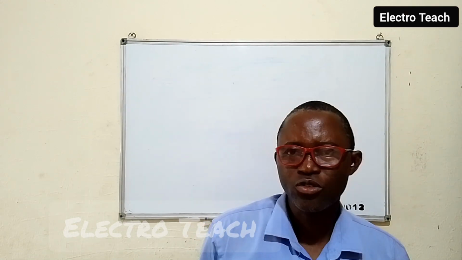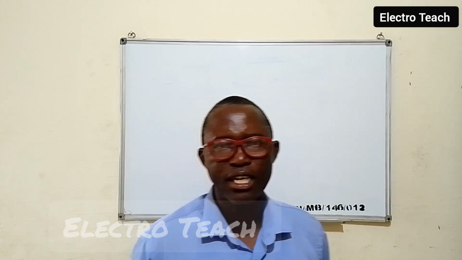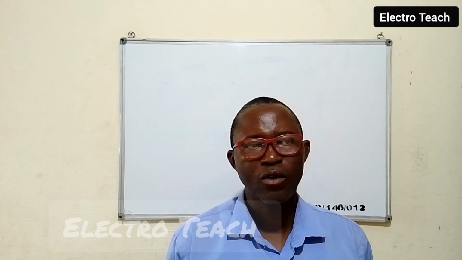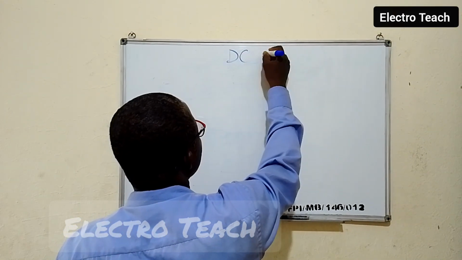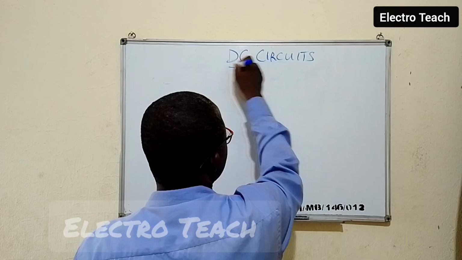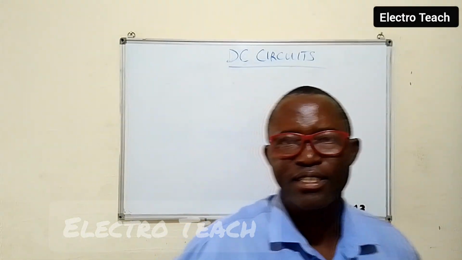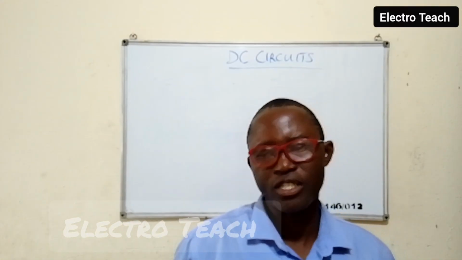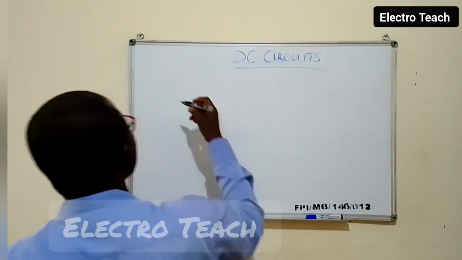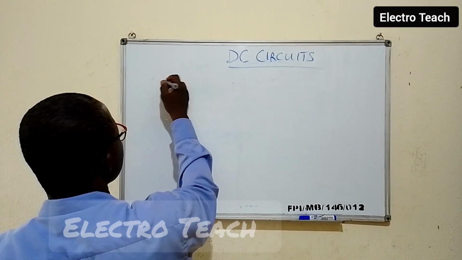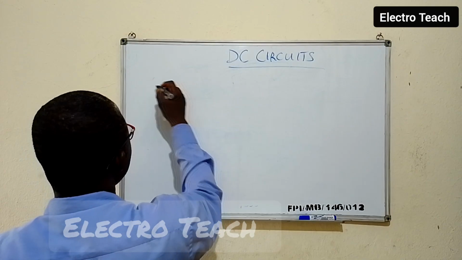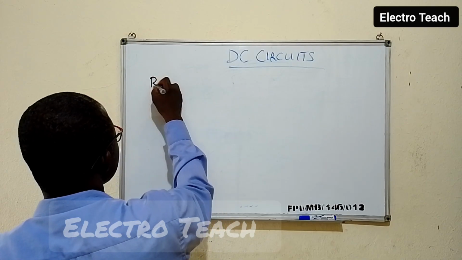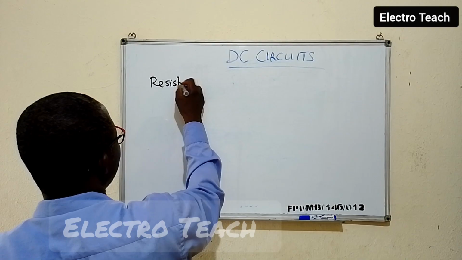Today we are going to continue on our DC circuits lectures, and we are going to look at resistances in series DC circuits, and we are looking at resistances in series, equivalent of resistors connected in series. So let's look at this simple circuit and see what we have. The first one is resistors in series.